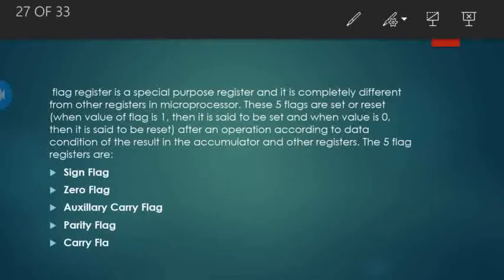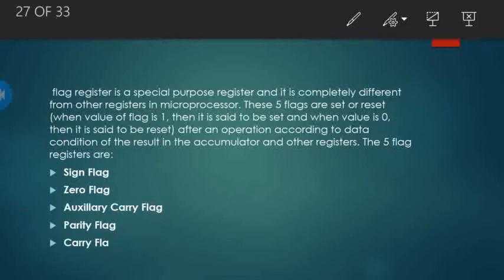The first flag register is the sign flag. Sign flag means, for example, we have performed one operation like A plus B or 2 plus 3. So after the operation, the result is 5. So the sign flag indicates whether the result is positive or negative. So the sign flag will set the value accordingly. If the result is positive, it will set the value as 1. If the result is negative, it will set the value as 0.